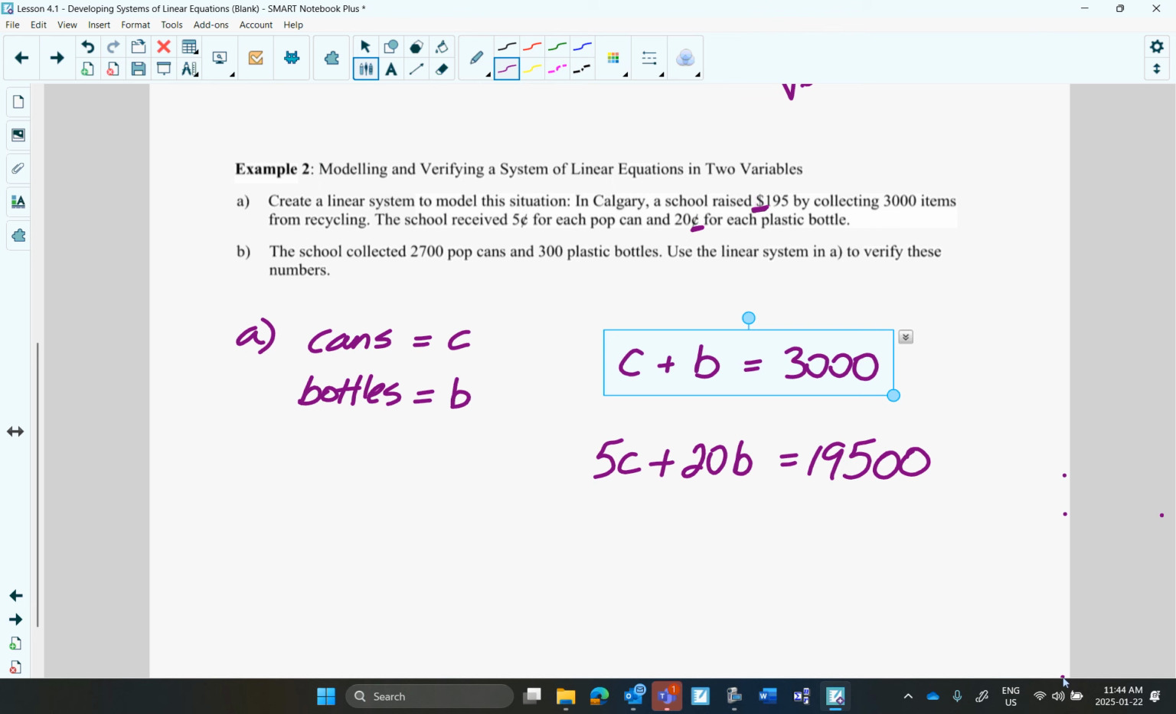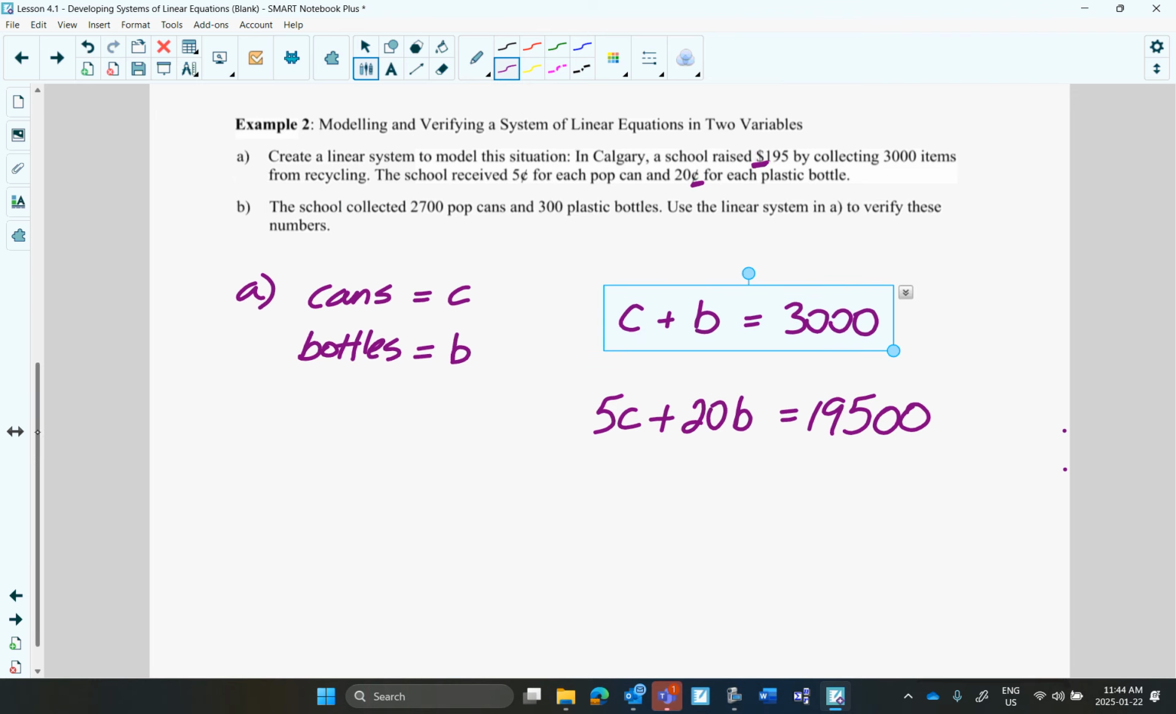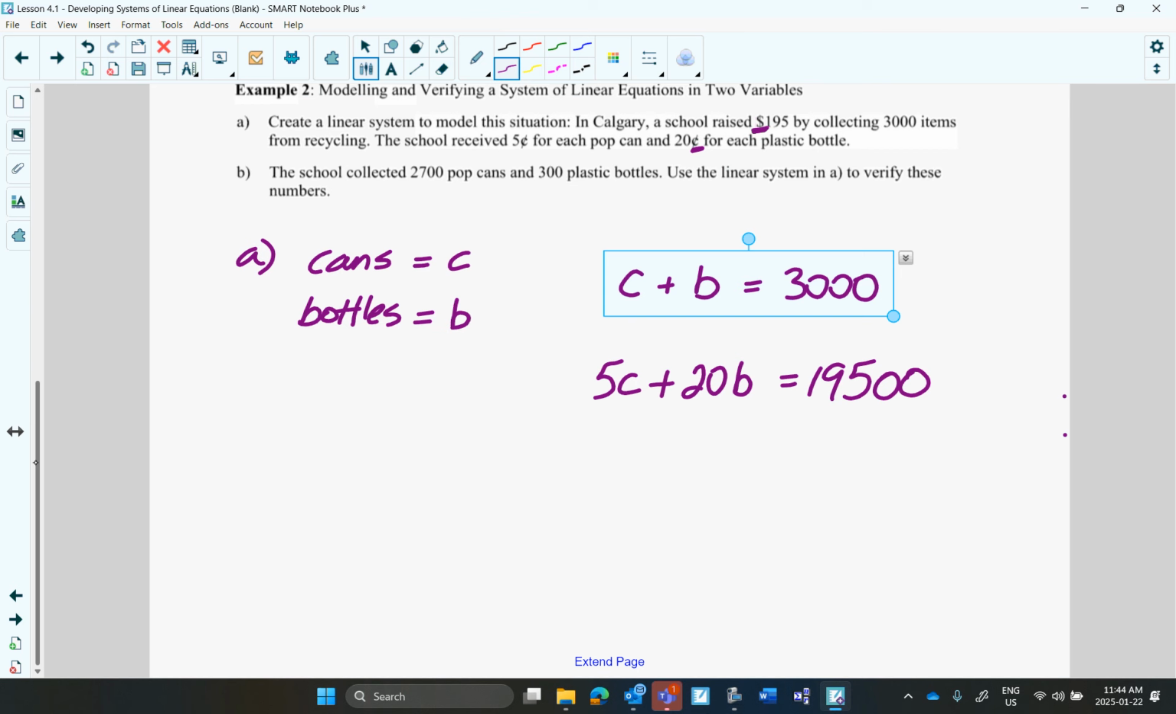That's better. 19,500. Now everything's in cents. Or you could have changed these to dollar form, but then they become decimals. Still right, but I'd rather work with whole numbers than decimals. And now we just have to verify. So this is what was reported, 2,700 pop cans they collected, 300 bottles. We want to see if that actually is true.